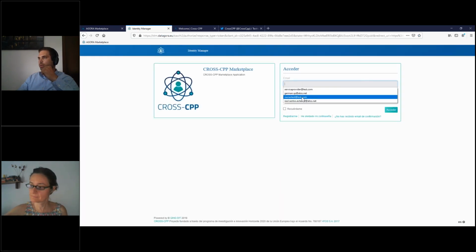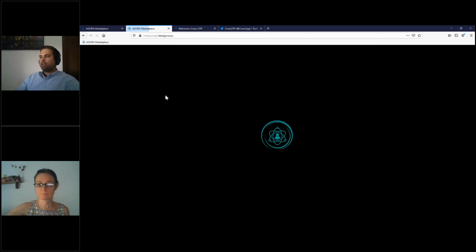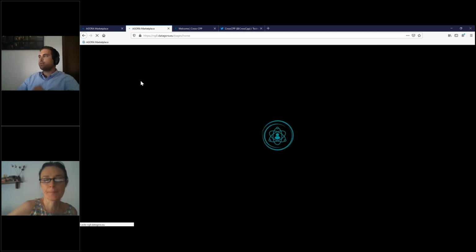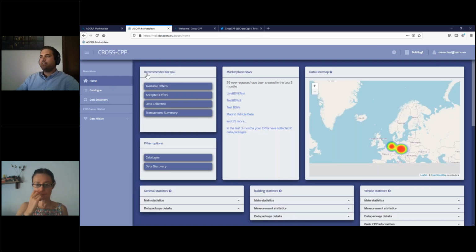So you have to log out. Okay, so now I am logging in as a data owner. Okay, I am a CPP owner. As we can see here, the front page is a different color because we are a different user. So the menu is going to be different.